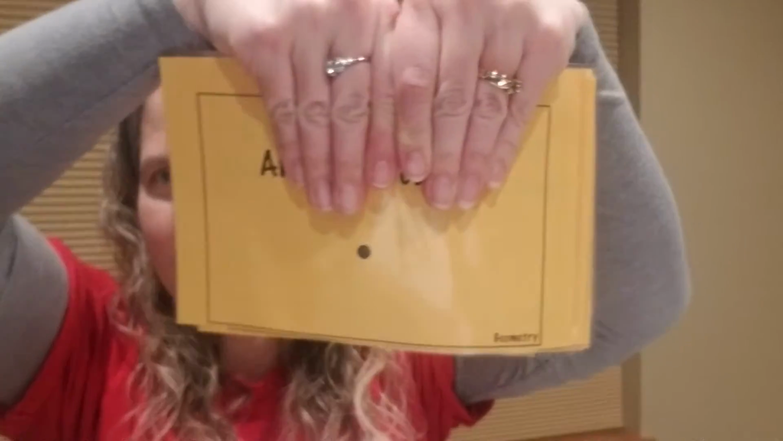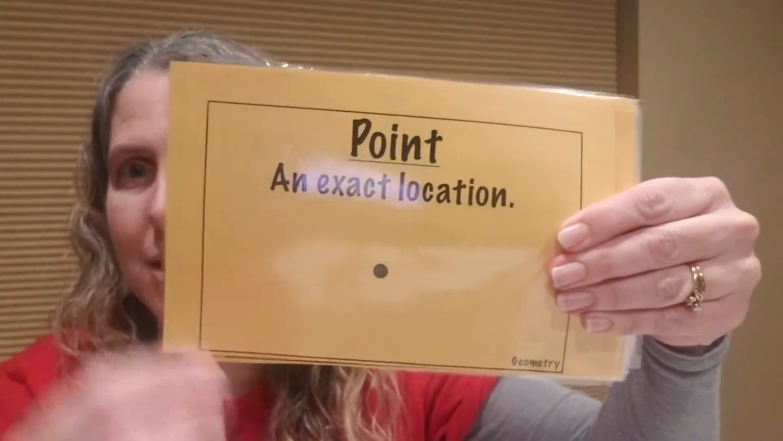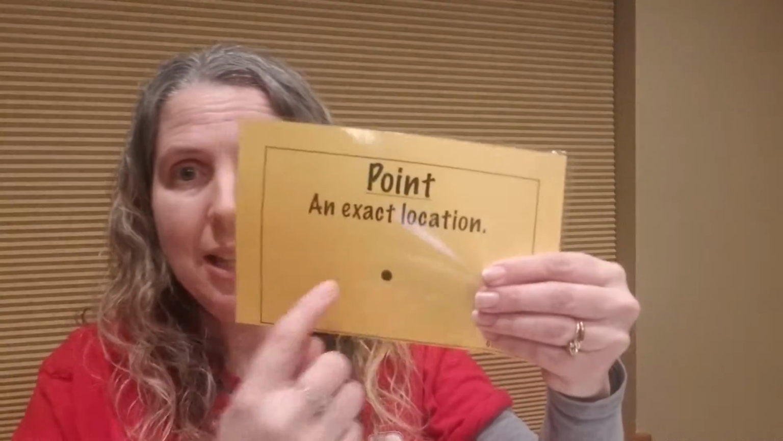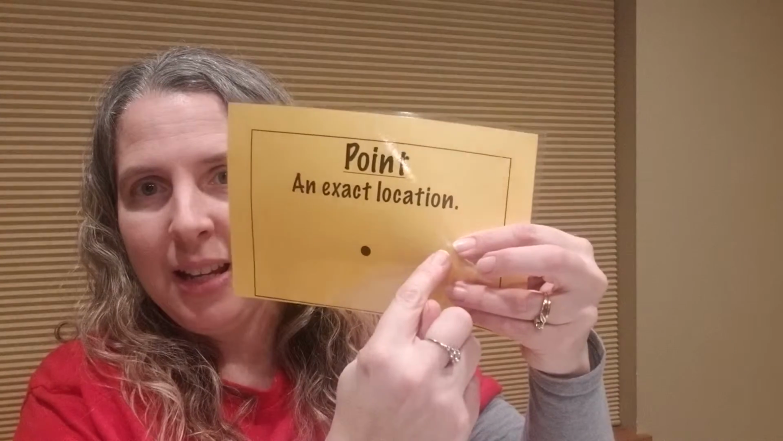It looks like this. That's a point. You might have called it a dot, a point, your exact location. All right, what is a line with one end point that goes on forever in one direction? So it looks like this, it has a line, and it's gonna have an arrow at the end because it just keeps going.